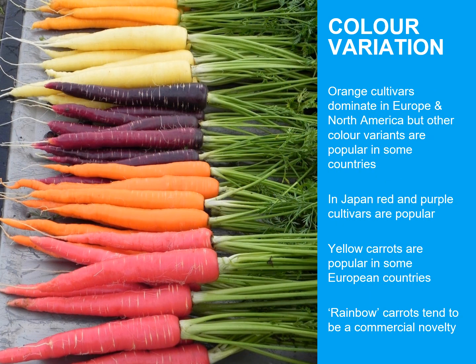As I've mentioned, there's a large amount of colour variation in carrots. So orange cultivars generally dominate the commercial market now in Europe and North America, but other colour variants are popular in some countries. So for example, in Japan, red and purple carrots are quite popular, and yellow carrots are quite popular in some European countries as well. So-called rainbow carrots, so cultivars containing many different coloured types, are generally a bit more of a novelty than a main commercial product.